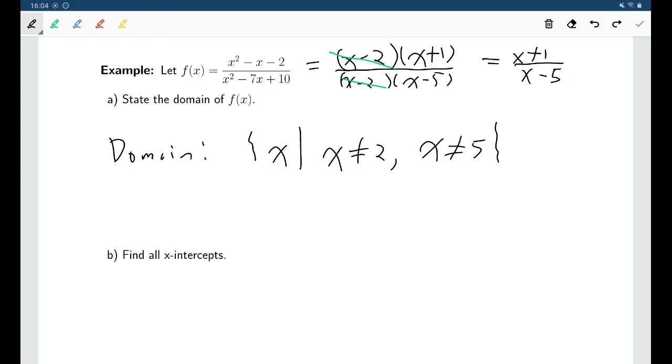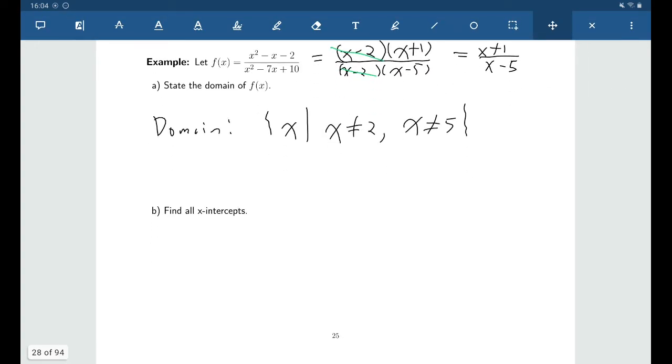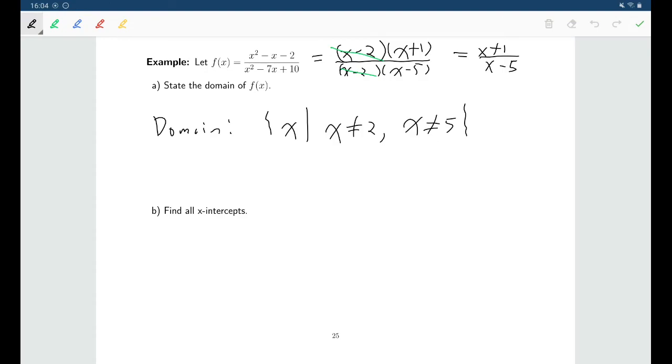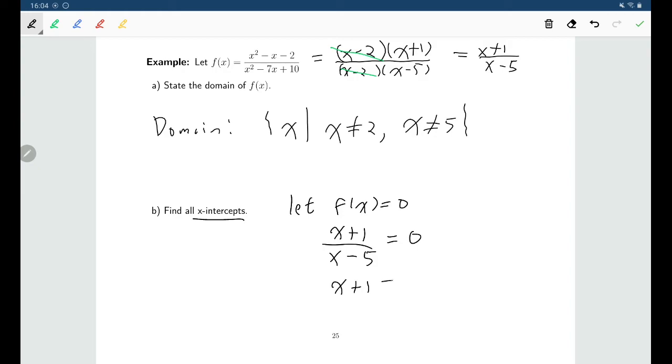Okay, so now let's find our x-intercepts. And for this, again, I'm going to be using the simplified version. If we want to find the x-intercepts, we want to know when is the y value 0, or when is f of x equal to 0. And that's easy enough to solve. x plus 1 over x minus 5 equal to 0. And a fraction can only be equal to 0 when the numerator is 0. And so that means that x needs to be negative 1. So we only have one x-intercept.